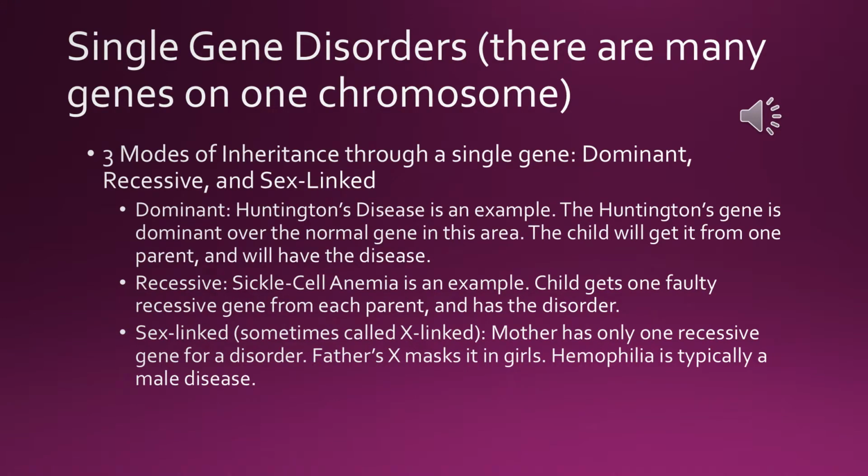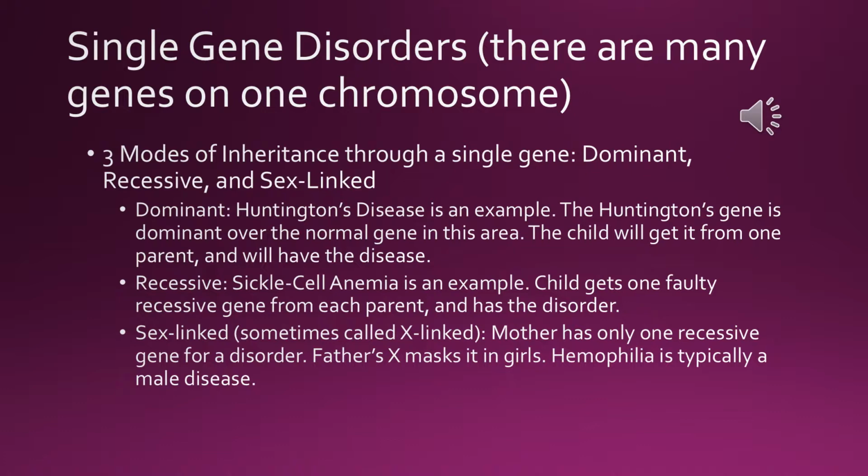So we know what a chromosome disorder is. What is a single gene disorder? Each chromosome, as you saw before, has many genes. There are lots of ways to pass on your genes. Dominant, recessive, and sex-linked manners are the ways to do this.